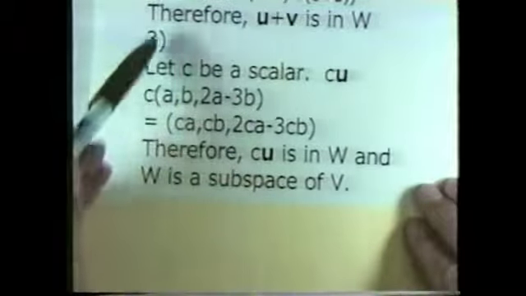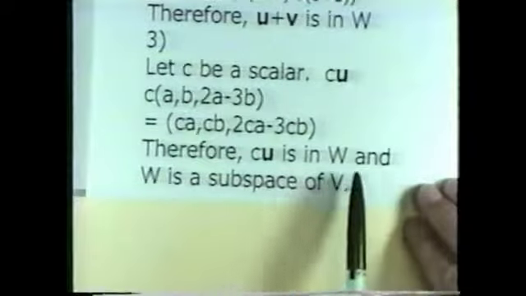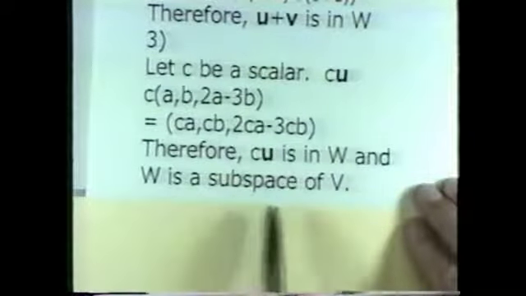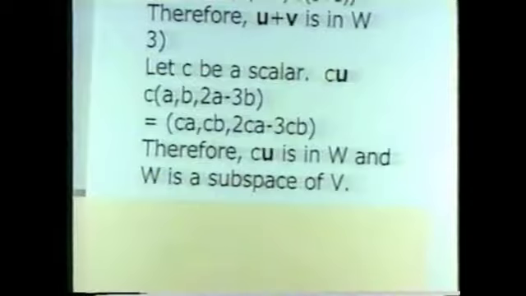So if we satisfy all three conditions, I know that W is a subspace of V. To prove that W is a subspace of V, I simply need to show that W is non-empty, that vector addition is closed, and that scalar multiplication is closed. And of course, W does have to be a subset of V.